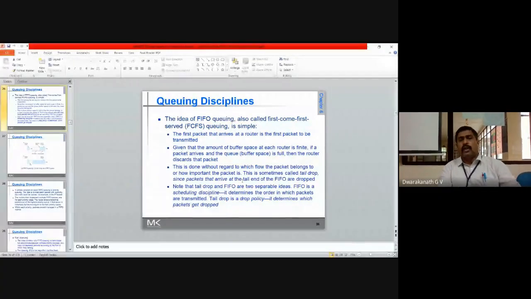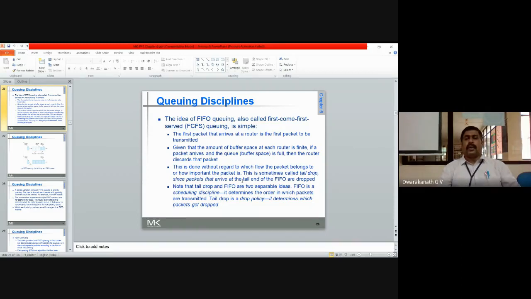Now I will share this PPT, and we'll proceed. Yeah, now coming to the queuing disciplines. First, we'll go with the idea of FIFO queuing, first in first out, which you have already studied in operating systems and many other subjects. It is also called first come first served. In our networking language, serving is very important: the first come packet is the first served packet.